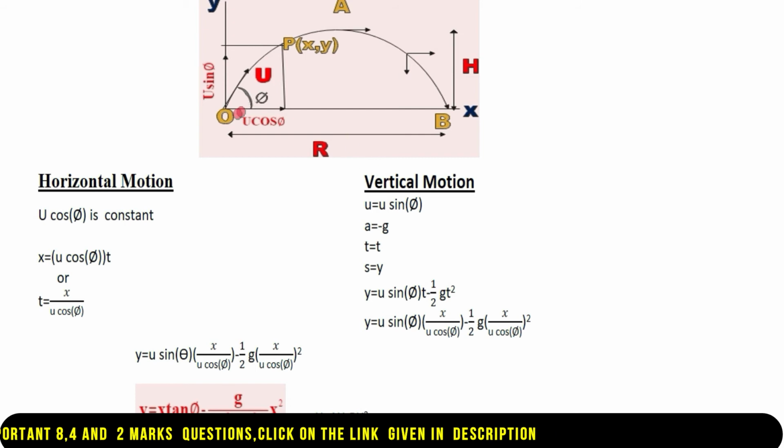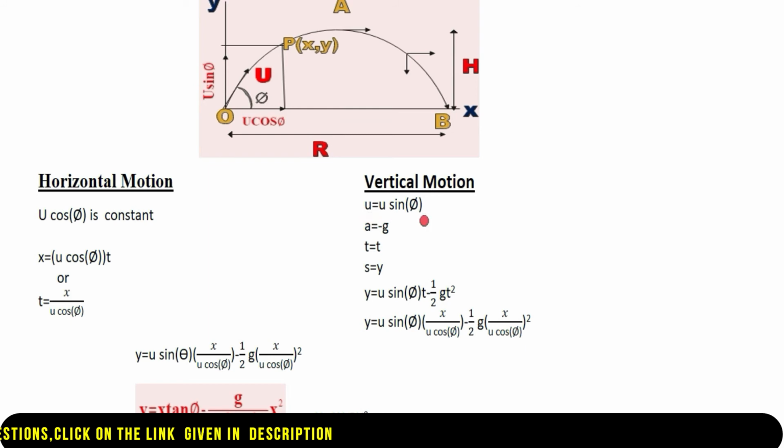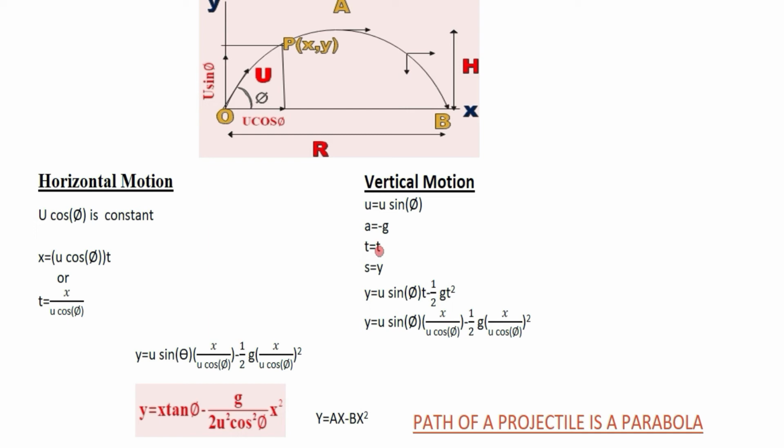Now let us go to our vertical motion. Along the vertical direction, the initial velocity is u sin phi, and this projectile is being subjected to an acceleration a equal to g in the downward direction. That is, a is equal to minus g. Let t be the time taken by the projectile to reach the point P from O, and let y be its vertical displacement. Now, if you apply the formula s is equal to ut plus half at square, you will get y is equal to initial velocity u sin phi into t minus half g t square.